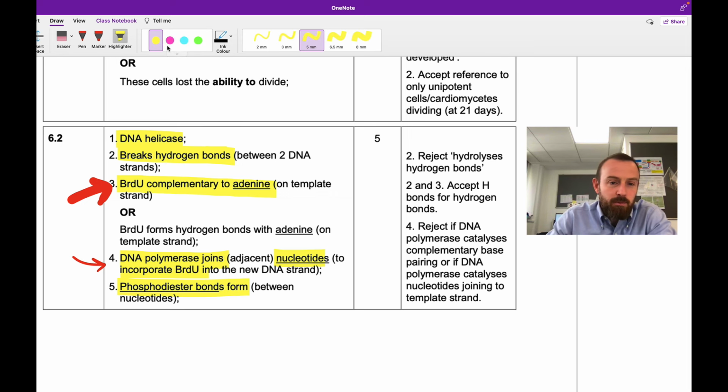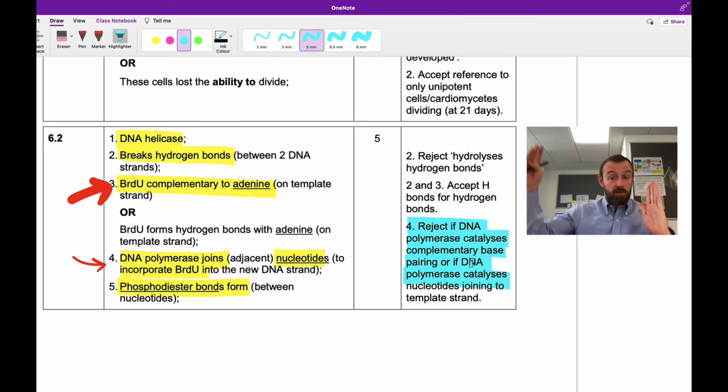I just wanted to highlight this bit. This is a common misconception, so hopefully you didn't say this. Reject if DNA polymerase catalyzes the complementary base pairing. DNA polymerase does not bring the nucleotides in to pair up. They just float in on their own. DNA polymerase just joins the backbone. Okay, let's continue.